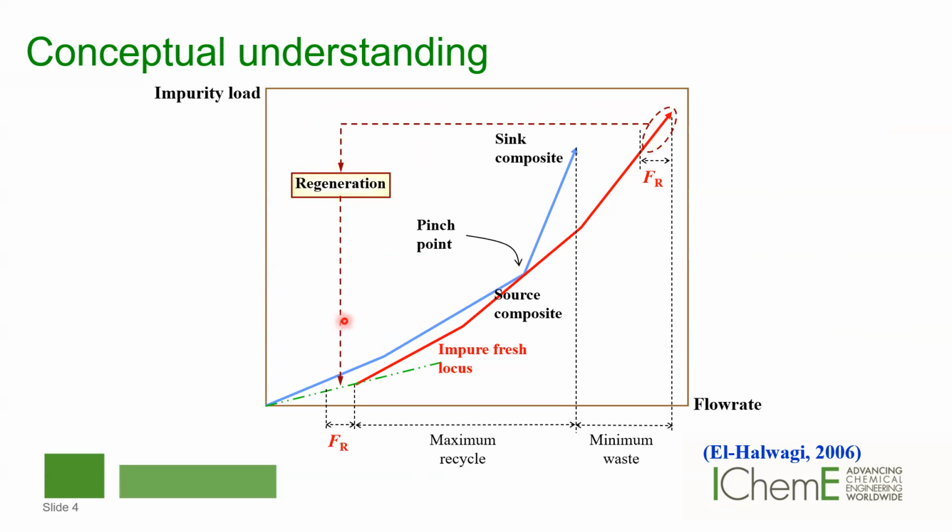Okay. Now the challenge is how to find the right units, and how big that unit of the regeneration process should be. By the way, if we recycle or regenerate part of the waste stream, then we now have to use the impure fresh locus diagonal in our pinch analysis.